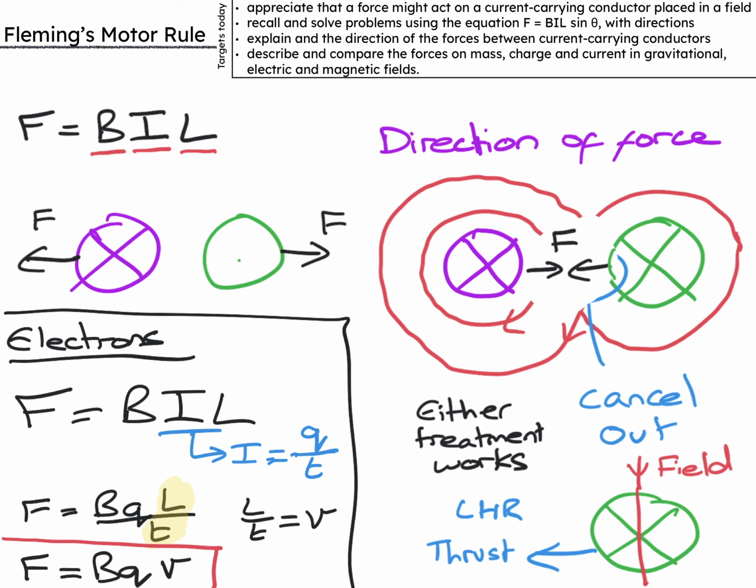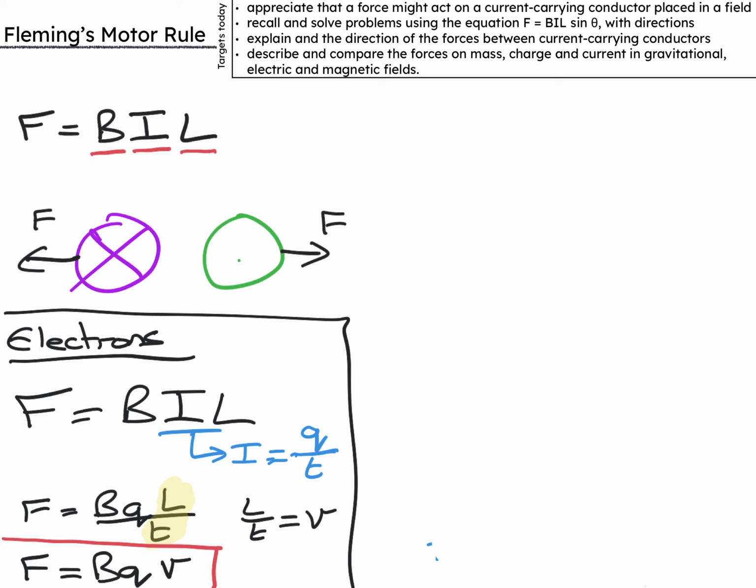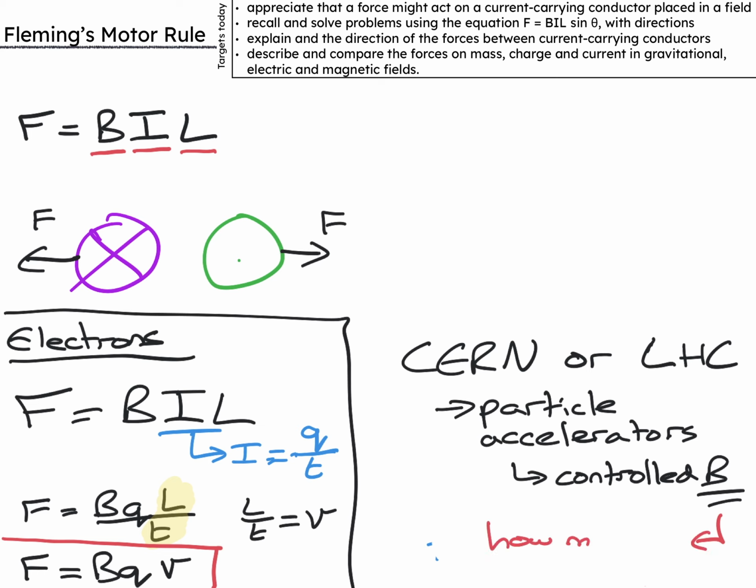Now you might be wondering why or where. Well, we are starting to investigate some advanced physics, and some of the most advanced physics happens in the particle accelerators like CERN, or when looking for the Higgs boson in the Large Hadron Collider. In those situations, we can control the magnetic field very carefully. So let's work out how much magnetic field we need.